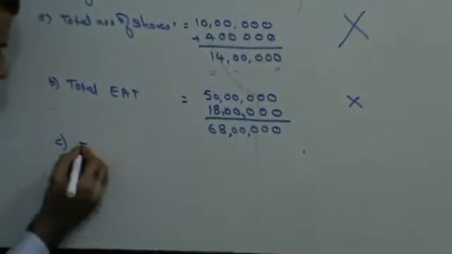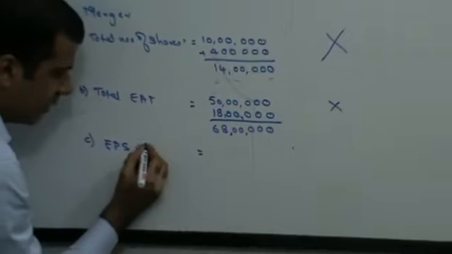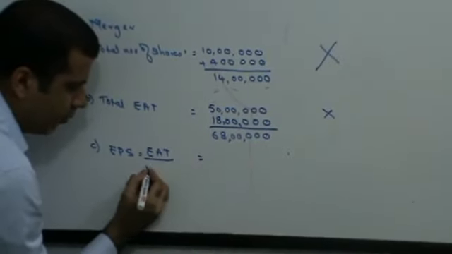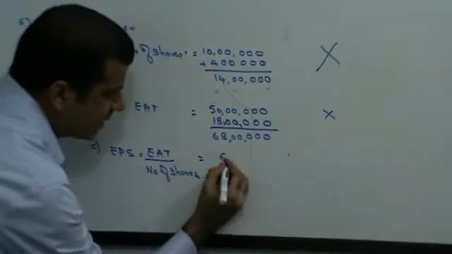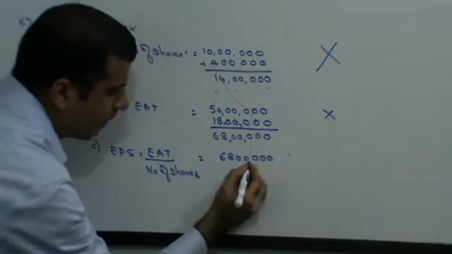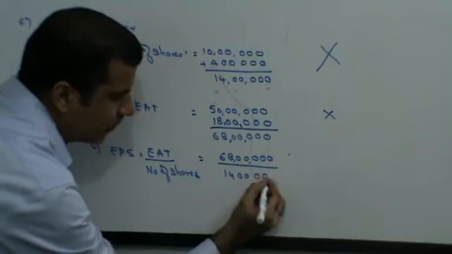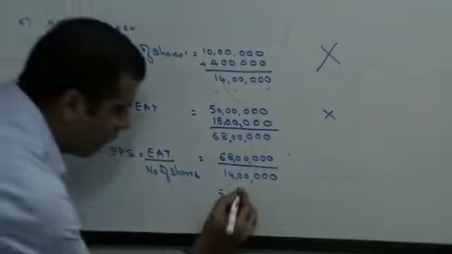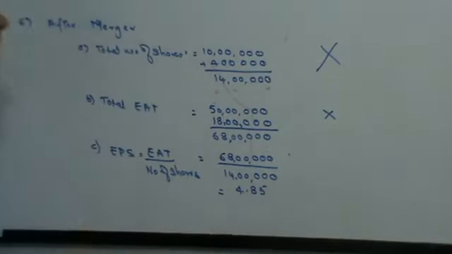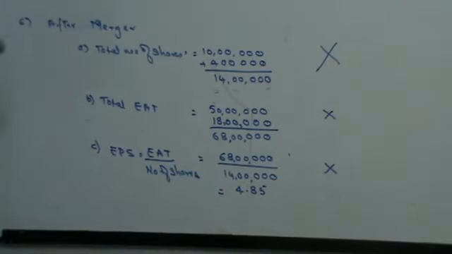Next, what will be the EPS after merger? We know that EPS is nothing but EAT upon number of shares. EAT is 68 lakhs divided by number of shares. Now there are 14 lakh shares. So the new EPS after business restructuring is going to be 4.85. Right? This company does not exist. Alpha does not exist, so no question of calculating EPS of Alpha.